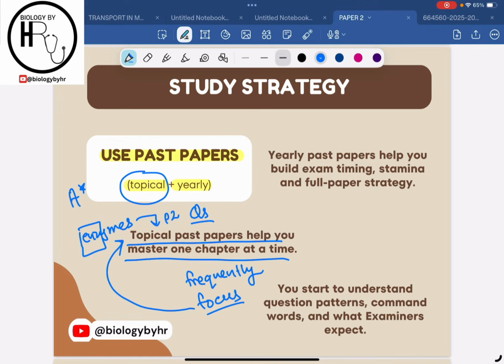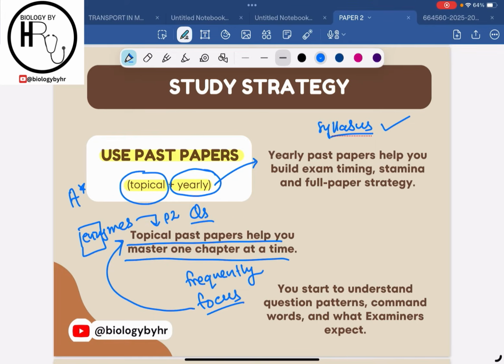Now if I talk about the yearly past papers, they are advised to be solved once your whole syllabus has been completed. I would also suggest that once your syllabus has been completed, you go on to solve the yearly past papers. Now what do the yearly past papers help you to do?